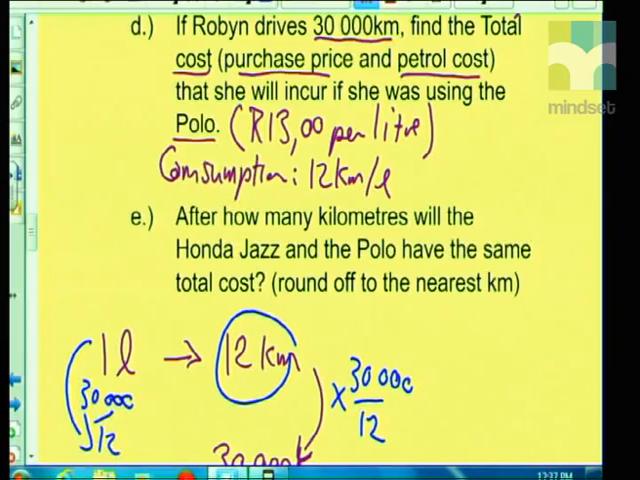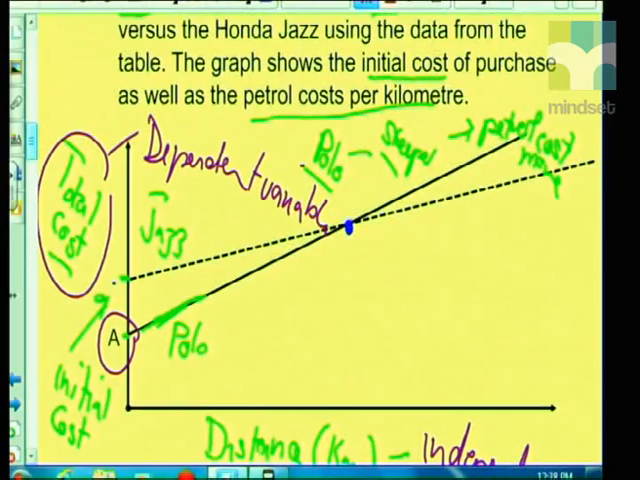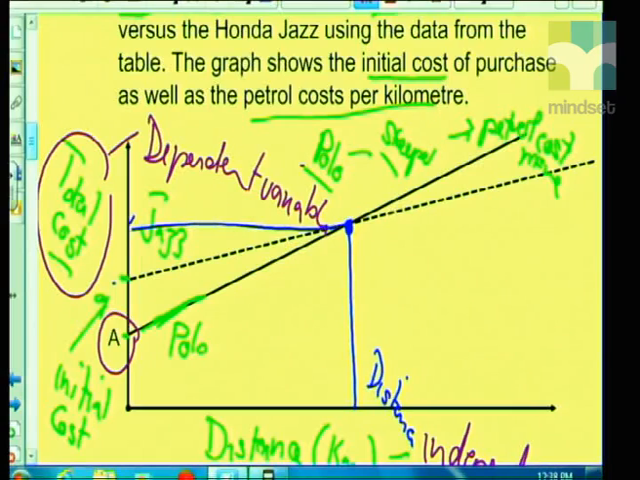So now the next question, it says, after how many kilometers will the Honda Jazz and the Polo have the same total costs? Now that's a really interesting question. Let's go and have a look at the graph, what we're looking at. We're wanting to find this point here where they've done the same distance. The distance is the same, and the total costs are the same. So we want to find the total kilometers where they've done the same distance, the total cost.